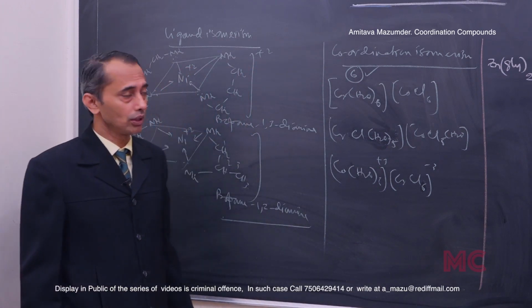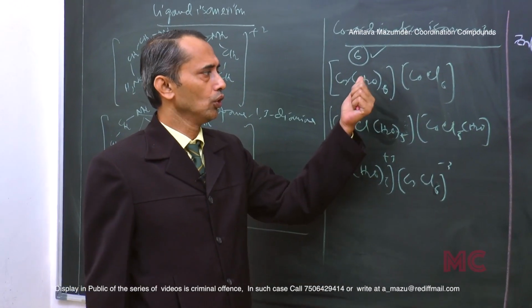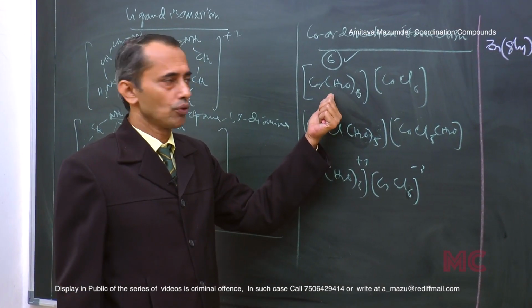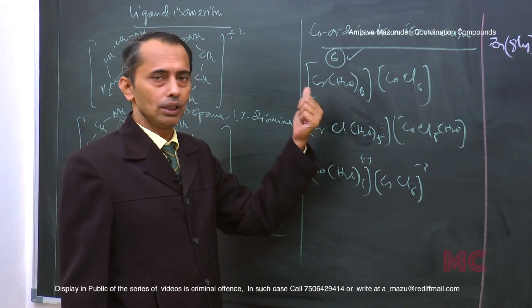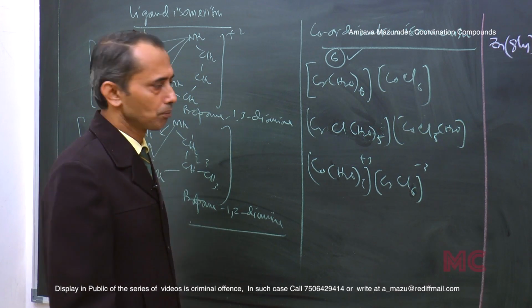Coordination isomerism is possible. 6 coordination isomers are possible: H2O5, H2O4, H2O3, H2O2, H2O1, H2O0. So this way we can get a total of 6 coordination isomers possible.